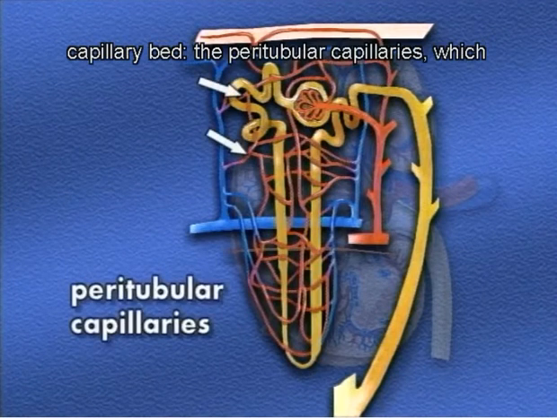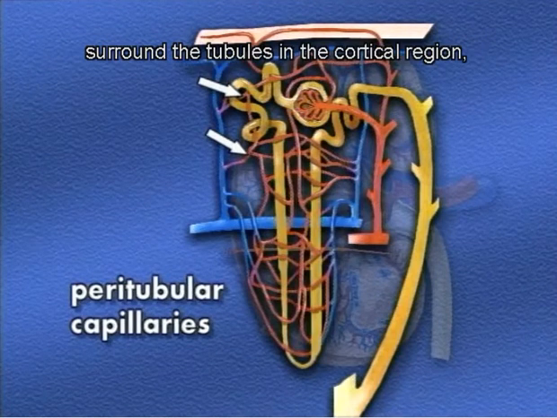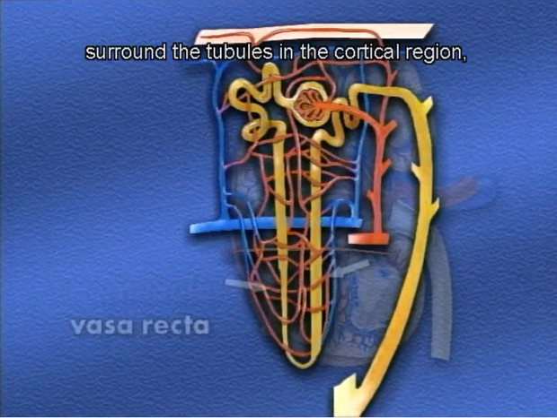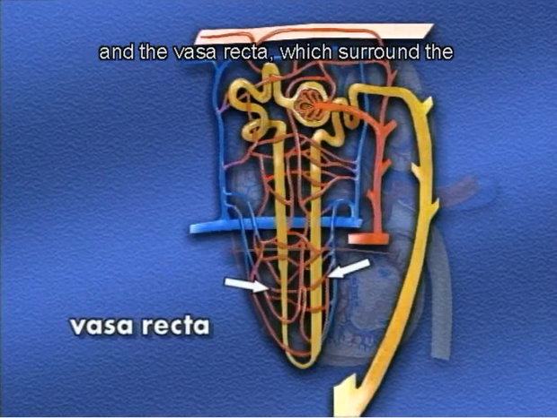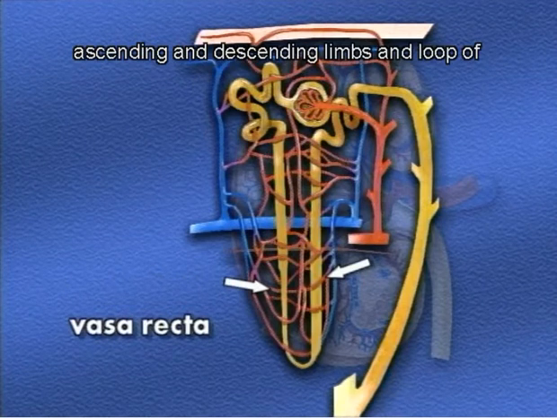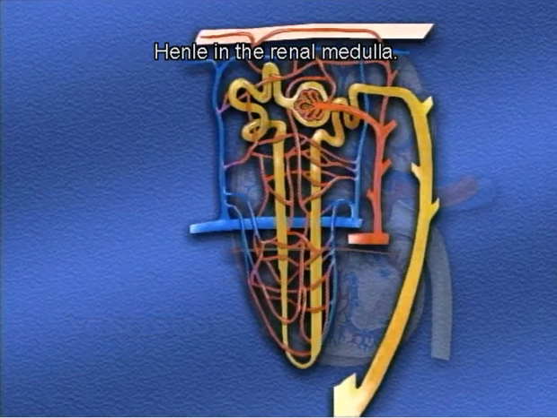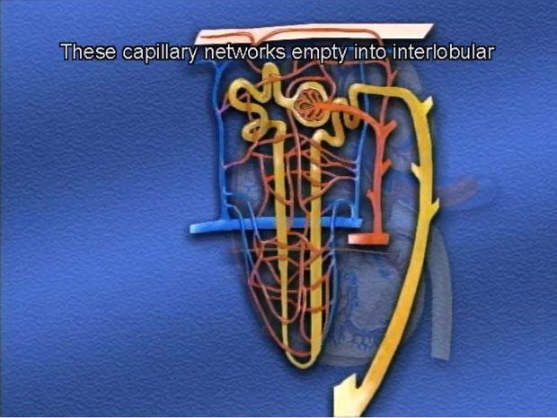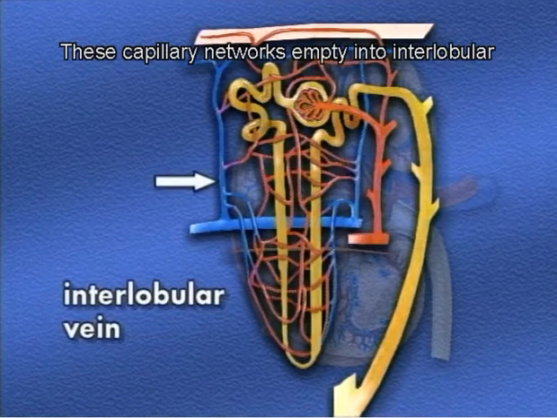The paratubular capillaries surround the tubules in the cortical region, and the vasa recta surround the ascending and descending limbs and loop of Henle in the renal medulla. These capillary networks empty into interlobular veins.